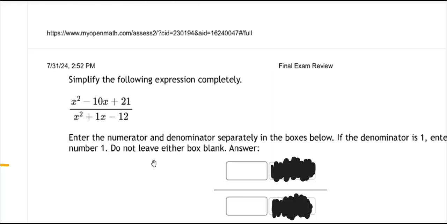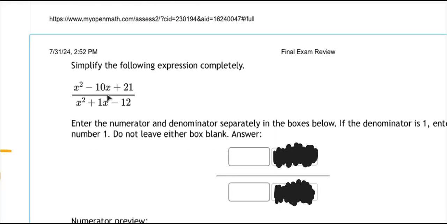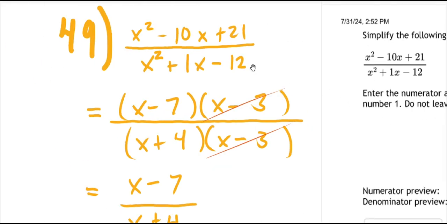Problem 49 asks us to, again, simplify this expression completely. In order to do this, we must factor. So we set up parentheses, drop a minus sign down. Minus times a minus will give me this plus. And so we're looking for factors of 21 that sum to be 10. That's 7 and 3. Same thing on the bottom.